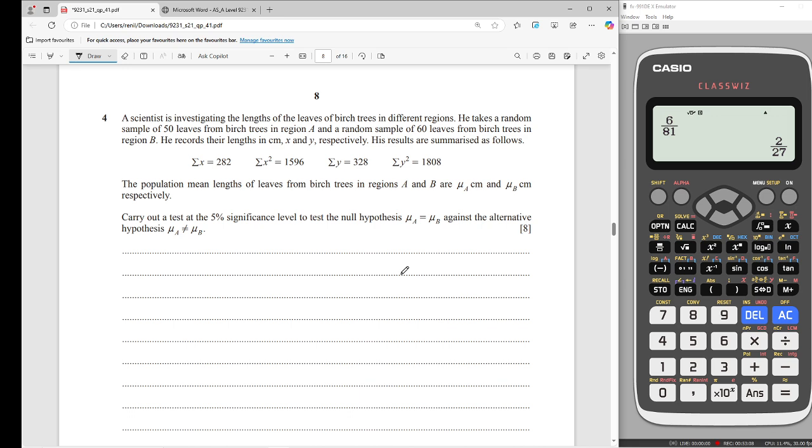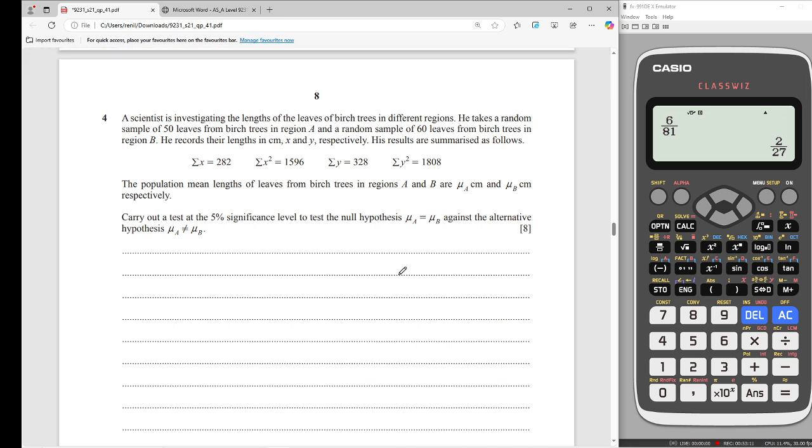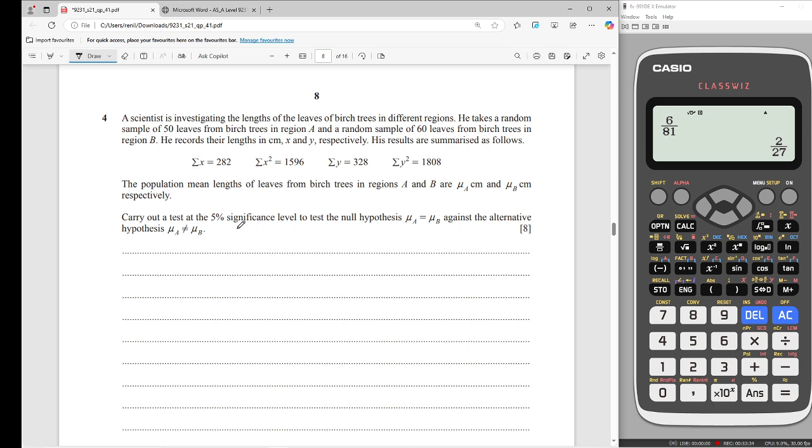Moving on back again into inferential statistics. This is an 8-marker question. Carry out a test at 5% significance level to test the null hypothesis, the mean of A equals B, against the alternative, the mean of A is not equal to B. Immediately we can identify this is a two-tailed test. So it is good to note that our significance level will become 1 minus alpha by 2, where alpha equals 5%, or 1 minus alpha over 200.